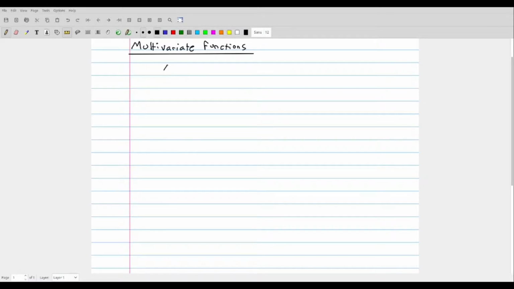We see that f is a multivariable function if it maps points in n-dimensional space to points in m-dimensional space.